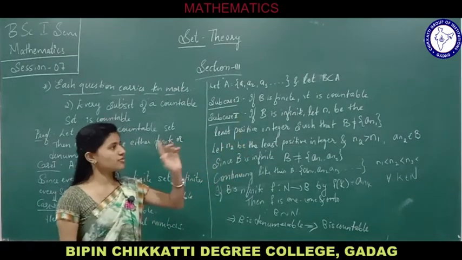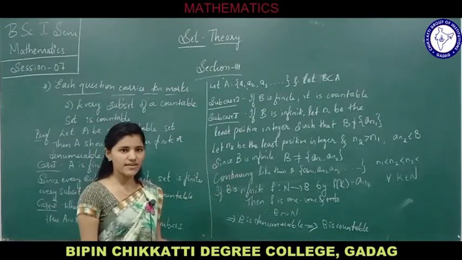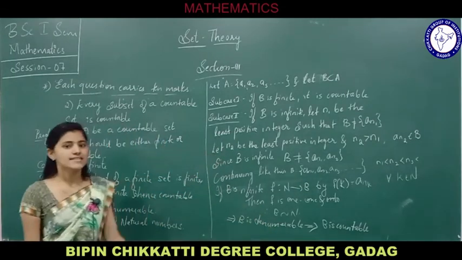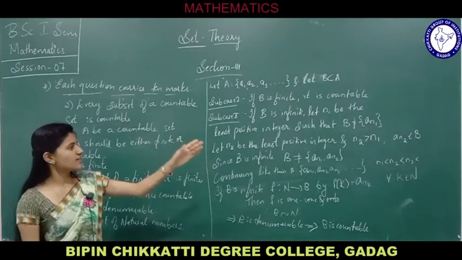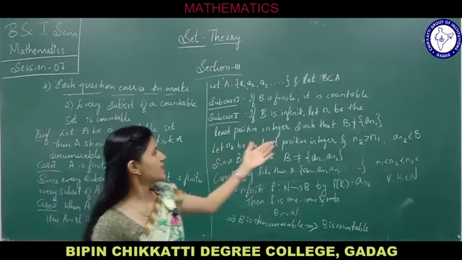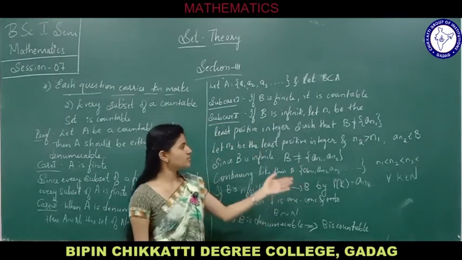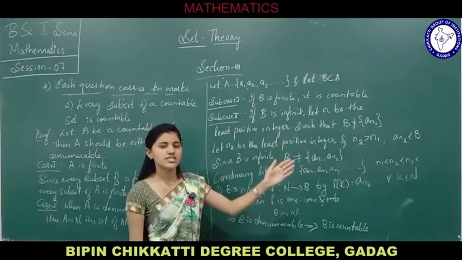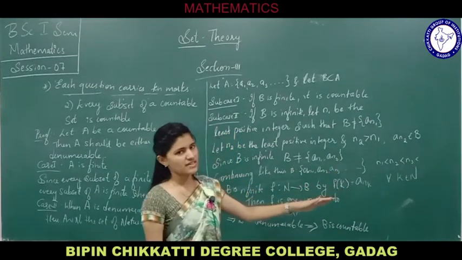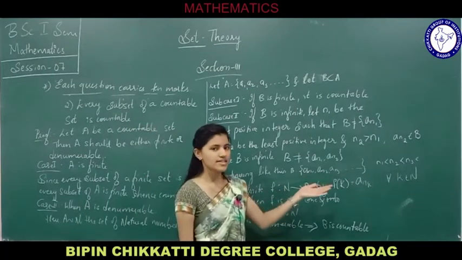If B is a subset of A, we need to prove that either B is finite or infinite. If B is finite, nothing to prove, it is going to be countable. What if B is infinite? Since B is infinite, we consider a least positive integer n1 such that a_n1 belongs to B. Since B is infinite, it will not be equal to {a_n1}. So consider one more least positive integer n2, which is greater than n1. So what is going to happen? a_n2 belongs to B, but again as it is infinite, B will not be equal to {a_n1, a_n2}.